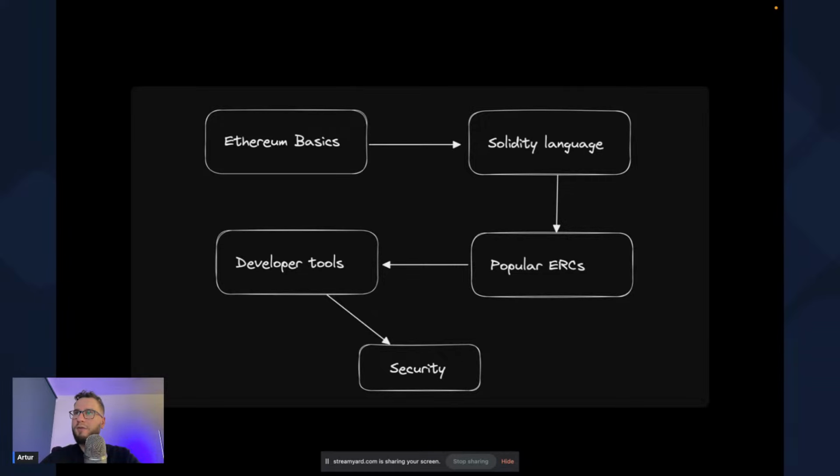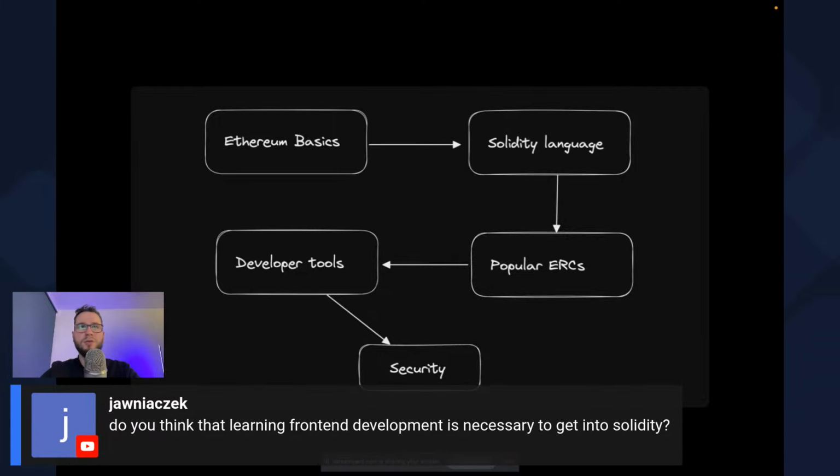Okay, so we have a first question that I think is quite related to what I'm talking about at the moment. And the question is, do you think that learning front-end development is necessary to get into Solidity? No, I think it's not necessary to know anything about the front end, but of course it depends on what kind of job you would like to do with Solidity.